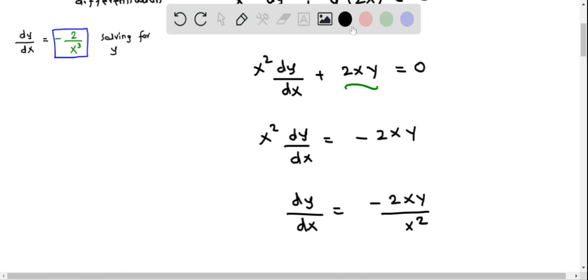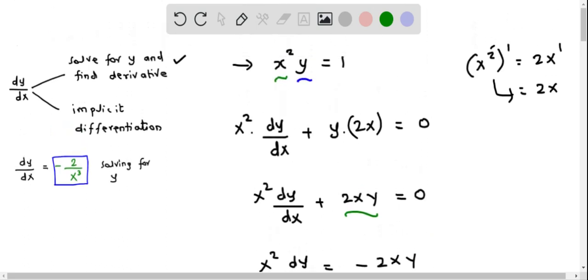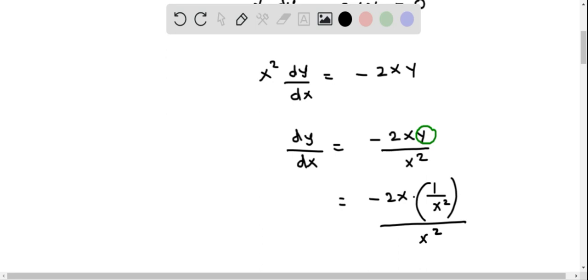In the next step, we will replace the expression for y from the original equation. That is, we have x squared y equals 1. Solving for y, we get y equals 1 by x squared. So let's replace y by 1 by x squared, and therefore this becomes negative 2x times 1 by x squared over x squared in the denominator.